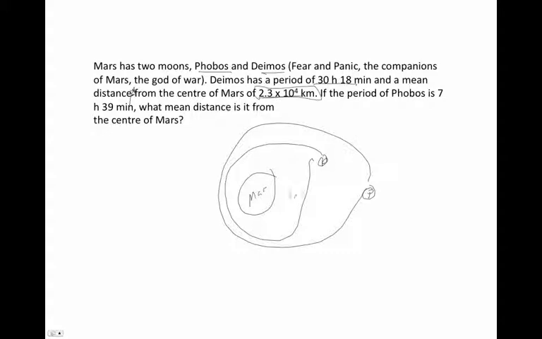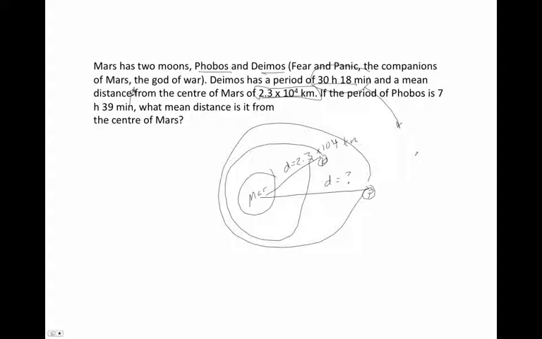Okay, so we have Deimos, and its distance is actually in a kilometers unit, so we're kind of used to it, 2.3 times 10 to the 4th kilometers. And we're trying to find the distance this guy is. Okay, so we're going to compare them. We also have the period. We've got it in mixed units of hours and minutes. We're going to have to convert all that.